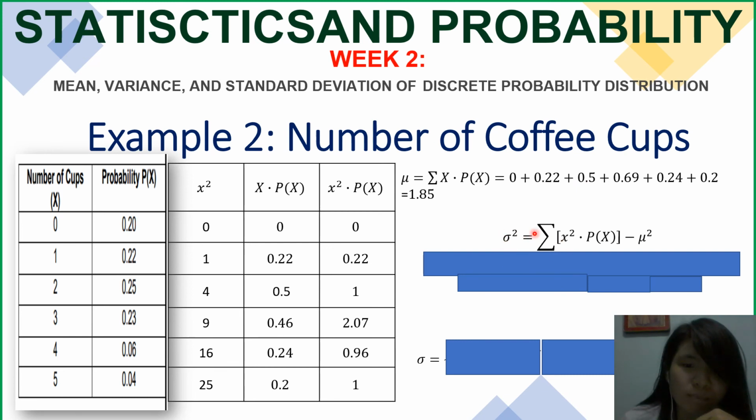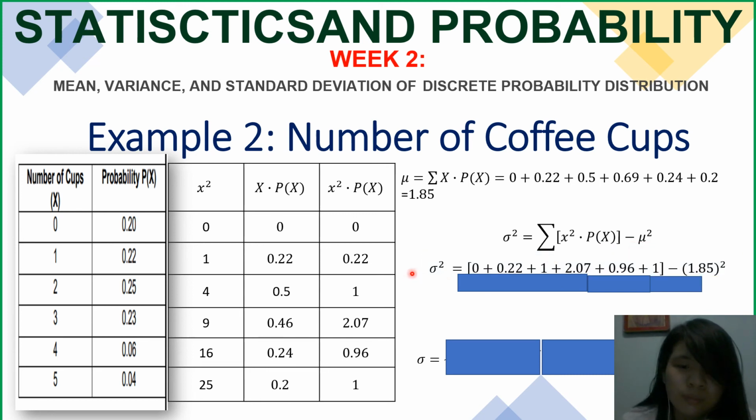How about the variance? So, we have a formula of the summation of x squared multiplied by p of x, minus mu squared. So, variance or sigma squared is equal to the sum of x squared multiplied by p of x. So, yung last column natin, i-add lang lahat natin. That is 0 plus 0.22 plus 1 plus 2.07 plus 0.96 plus 1, minus 1.85 squared.